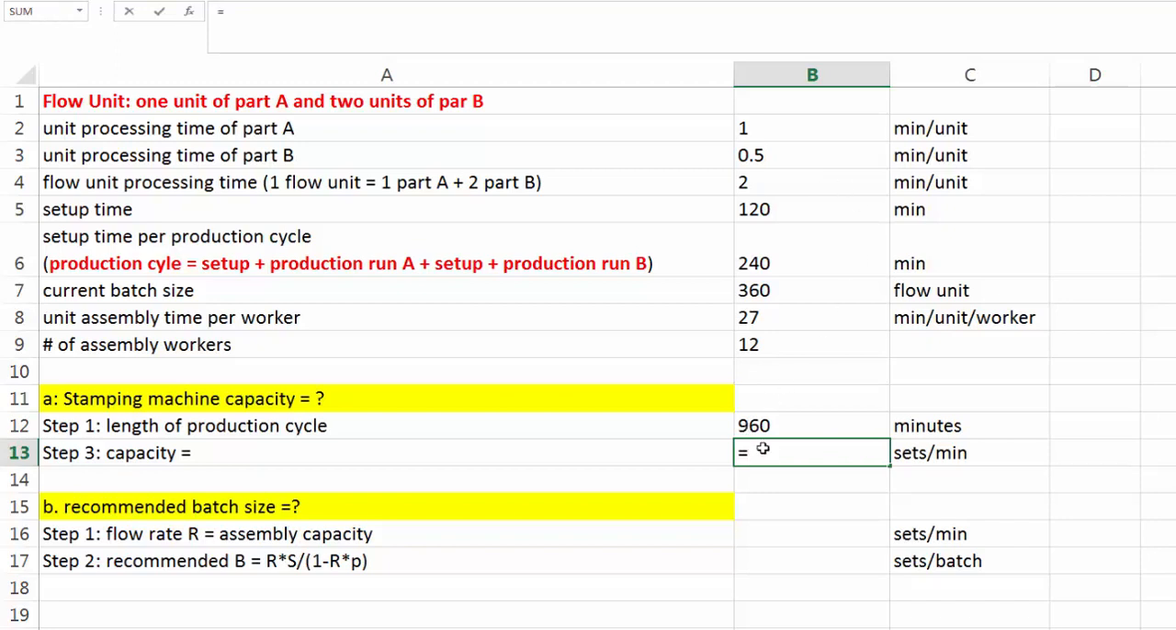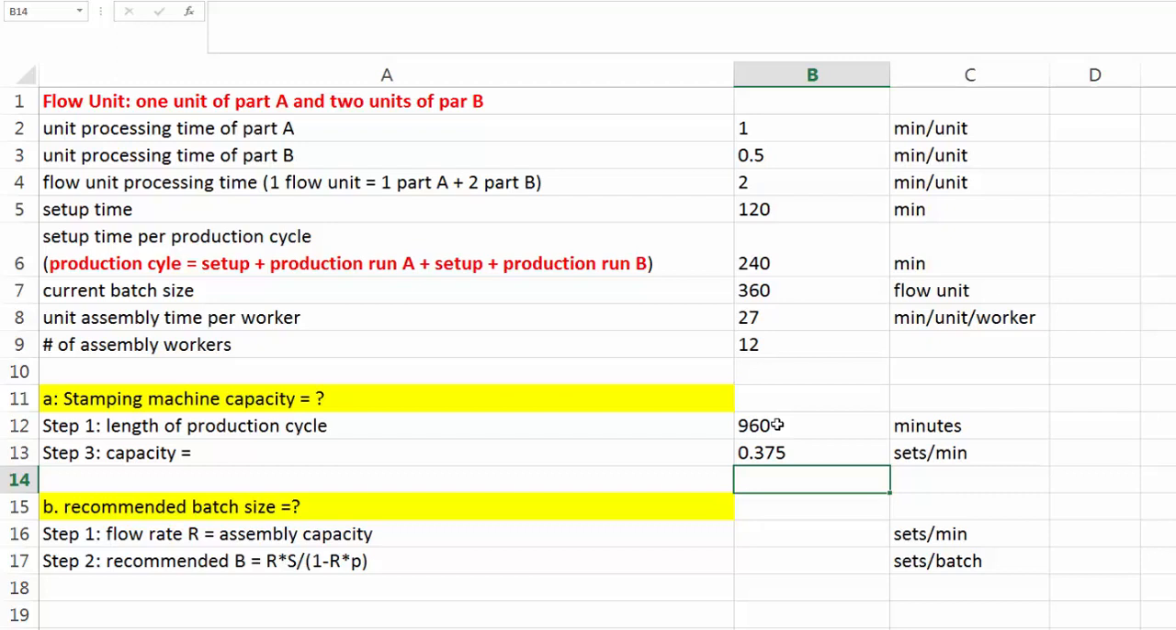Capacity is equal to the batch size 360 divided by the length of production cycle, 960. The answer to question A is: stamping machine capacity is equal to 0.375 sets per minute. One set is equal to one flow unit.